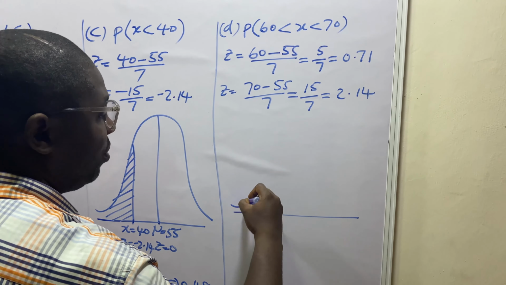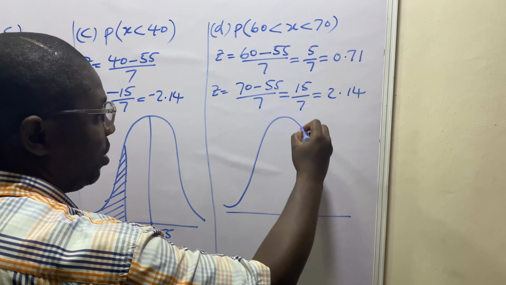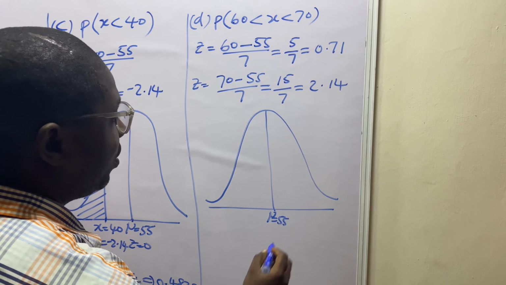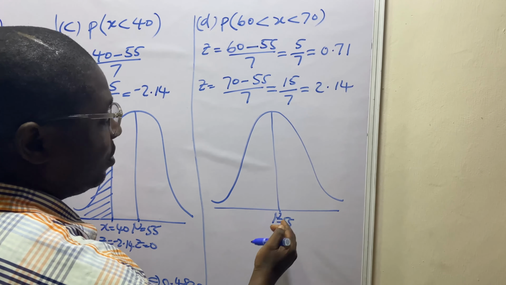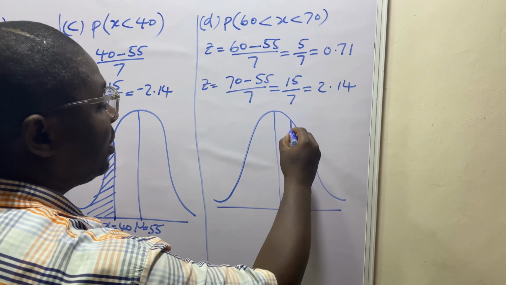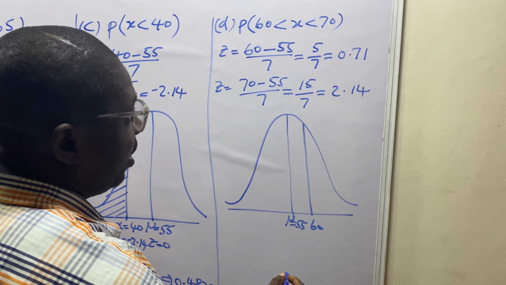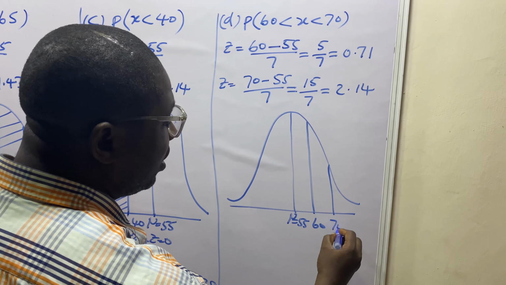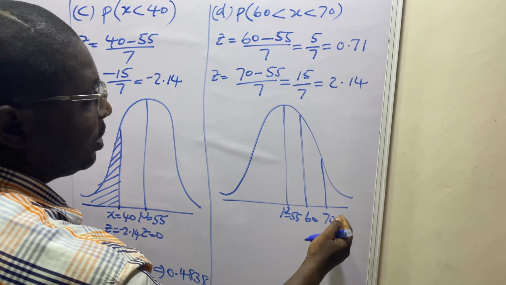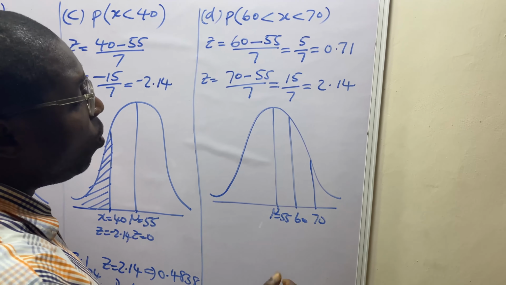Let me now draw the curve. We have the curve here, and the mean value is 55, and 60 will be where? 60 will be on the right side, above 55. So we have 60 here, x is 60, and where's 70? 70 is also here. Interesting. 70 is also here, so they are both on the same side. So where are we going to shade? We are going to shade between 60 and 70. That's what we're going to shade.